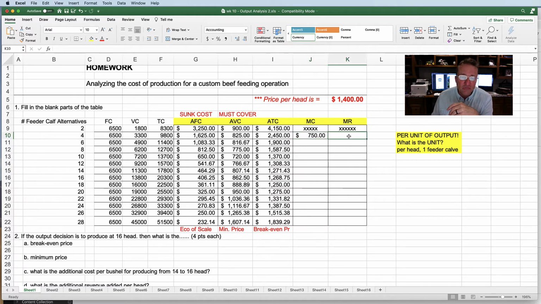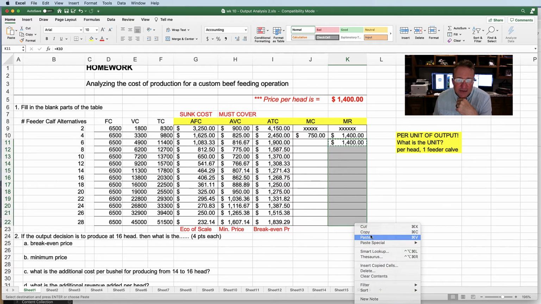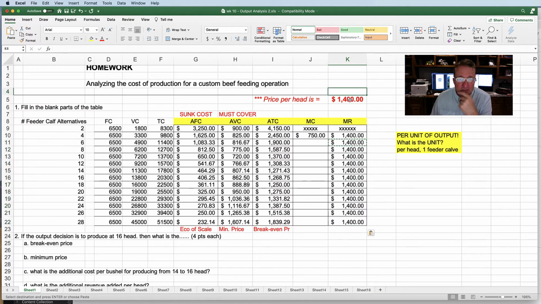Well, what's the marginal revenue from 2 to 4? What's the revenue changed by per head? It's just going to be that same number right there. So I'm just going to press equals, stick that number right there. And that is that one. In fact, I'm going to press equals and choose it again, and I'm just going to bring it all the way down, because that is the change in revenue. Every time you sell one more, you get $1,400, because that's the price. So marginal revenue is actually pretty easy. It's not much of a column to calculate.